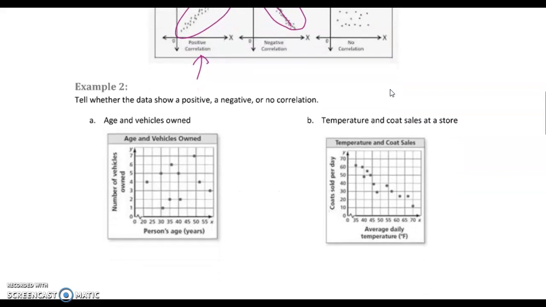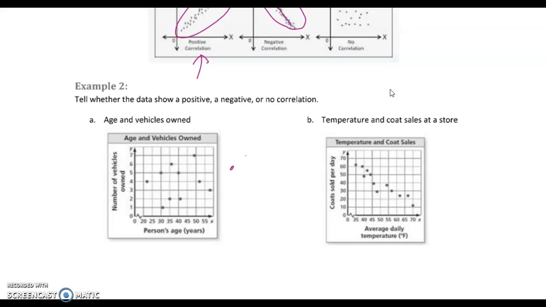And we'll be learning about this more in depth. Okay, so look at example 2A. It's comparing a person's age to the number of vehicles that they own or have owned. And this one, if you look at the points, they don't really make much of a line.